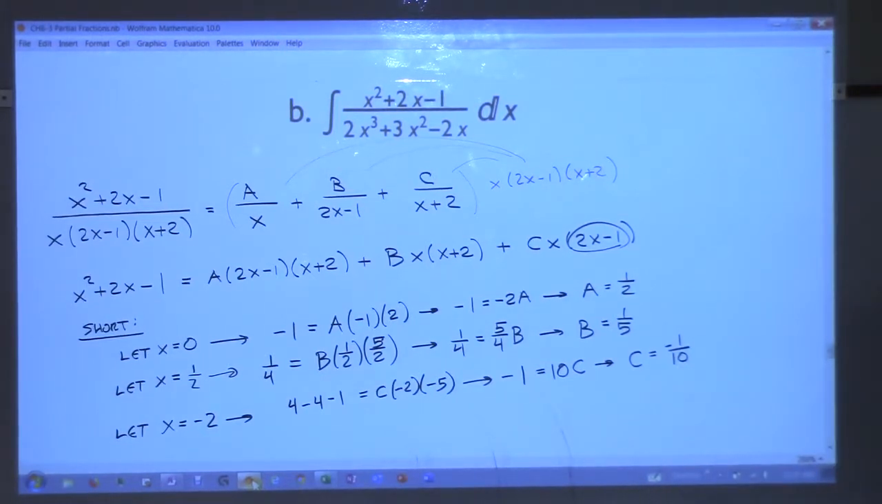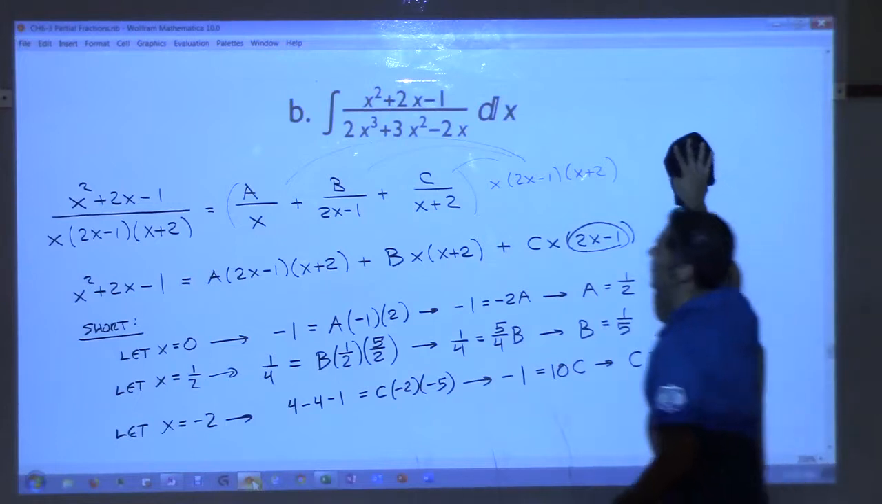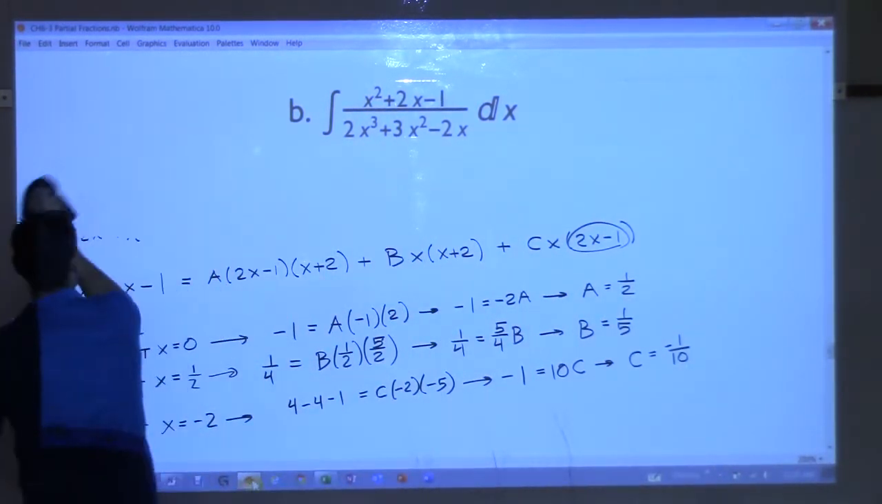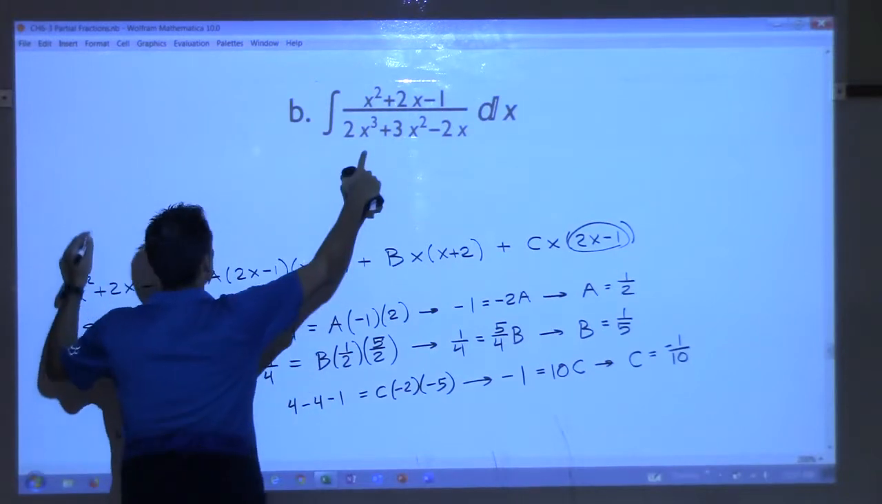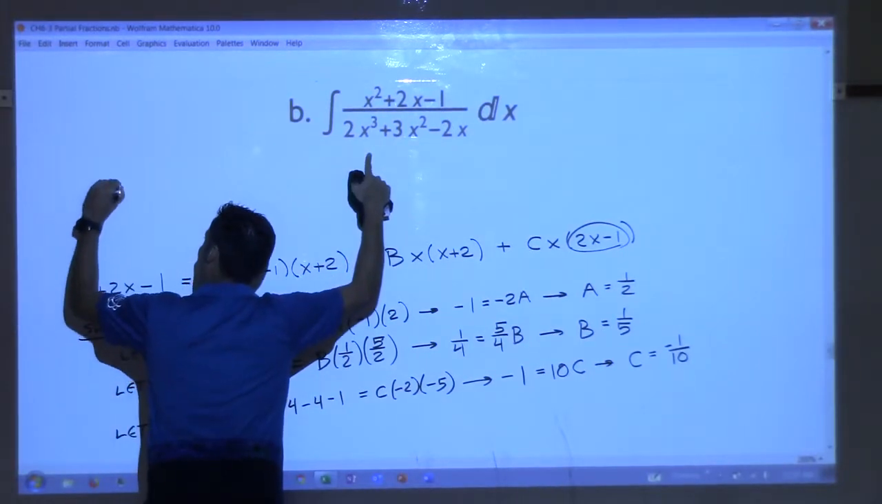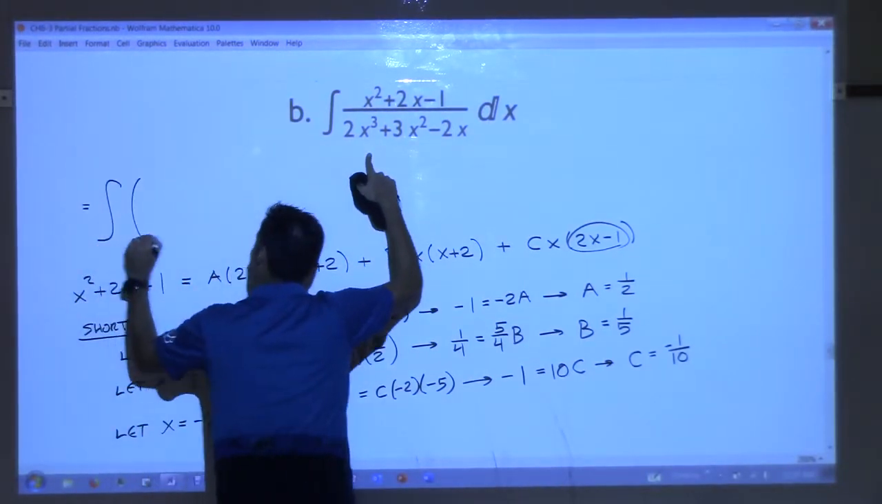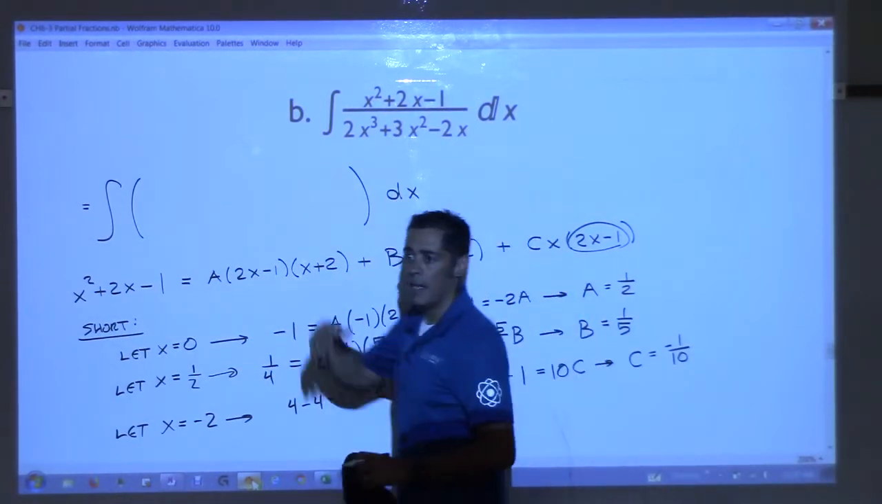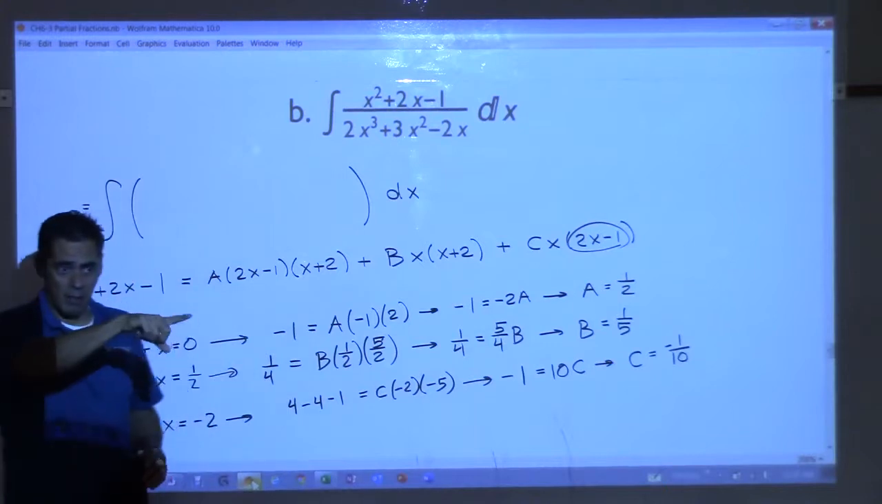So we know what a, b, and c are. Now that we know this, we're ready to go after the integral. I just erased the thing I'm going to need, but it's okay. You have it. So the original integral now can be rewritten. Instead of that integrand, it can be a over x. That's what we had written down.